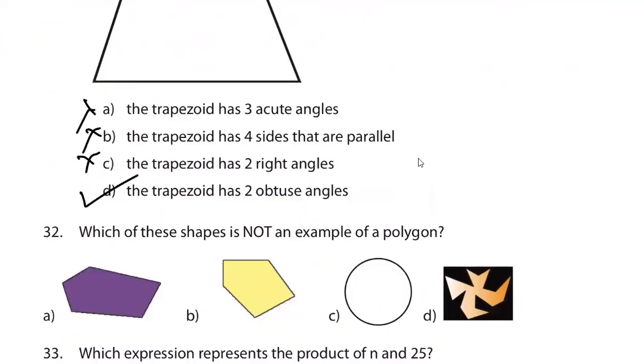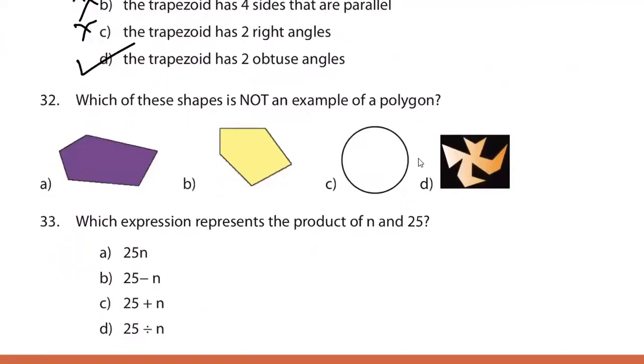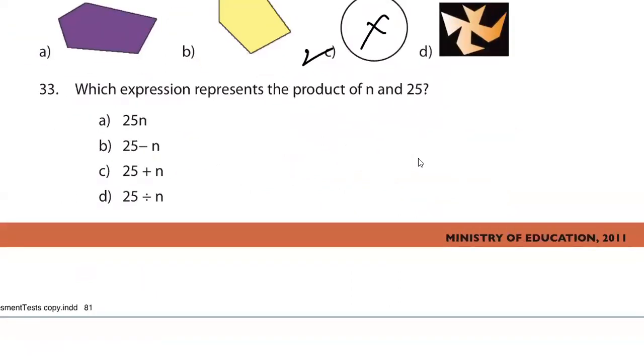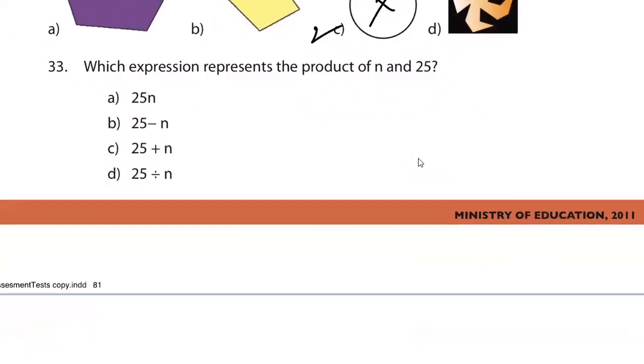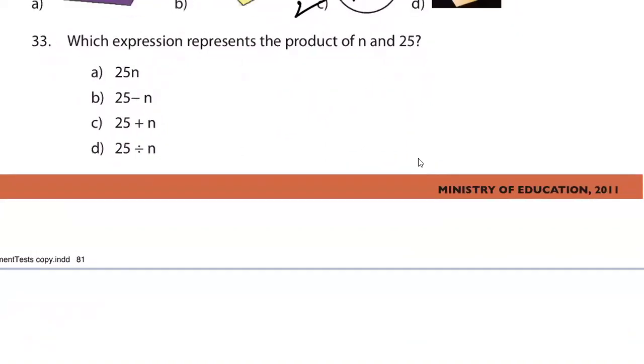Let's move on to 32. Which of these shapes is not an example of a polygon? So a polygon has many sides. Circle basically does have no sides, and many angles.